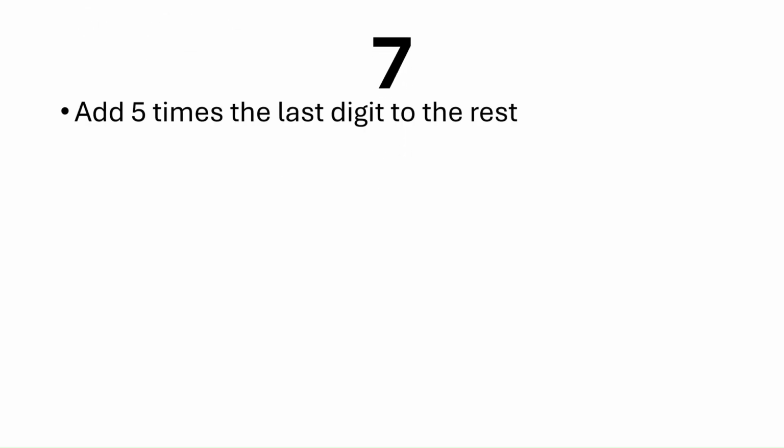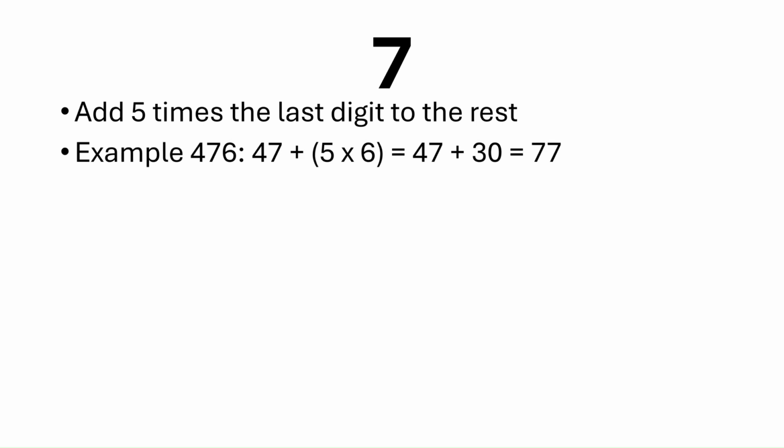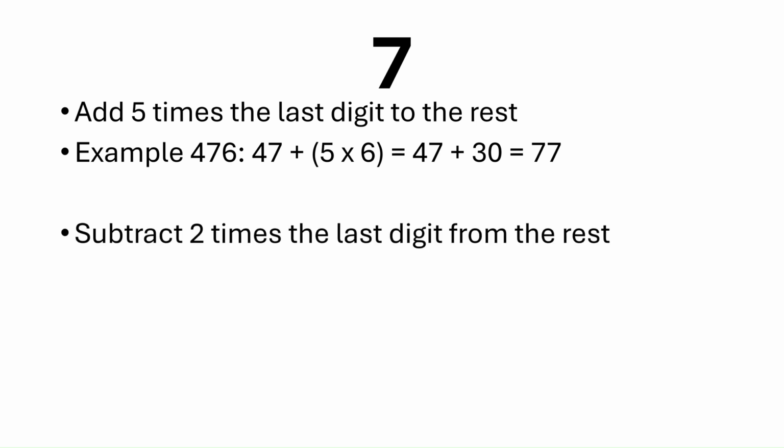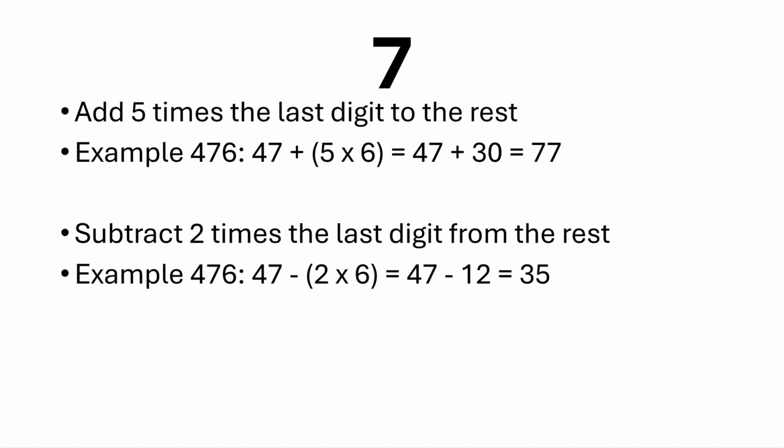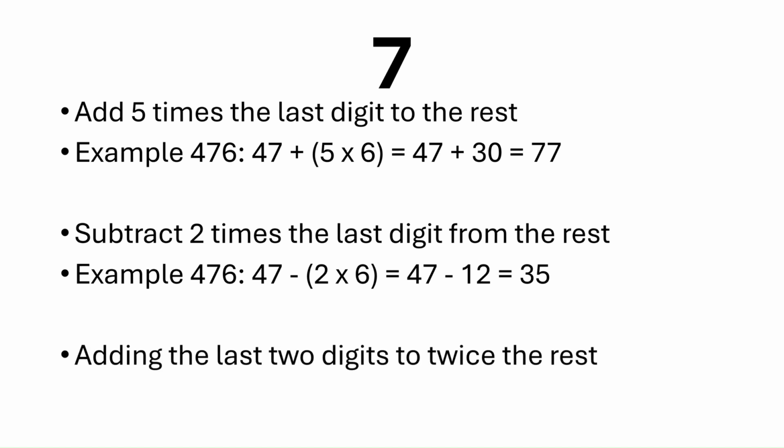7. Add 5 times the last digit to the rest. Example 476, 47 plus 5 by 6 equals 47 plus 30 is equal to 77, which is a multiple of 7. Alternatively, subtract 2 times the last digit from the rest. Example 476, 47 minus 2 by 6 equals 47 minus 12 is equal to 35, which is a multiple of 7.